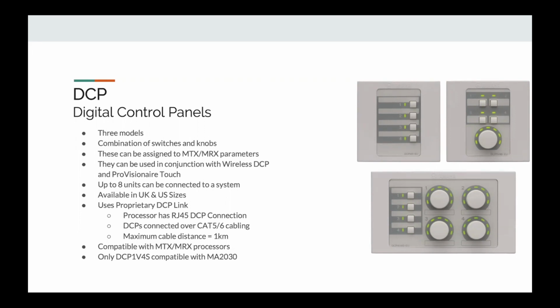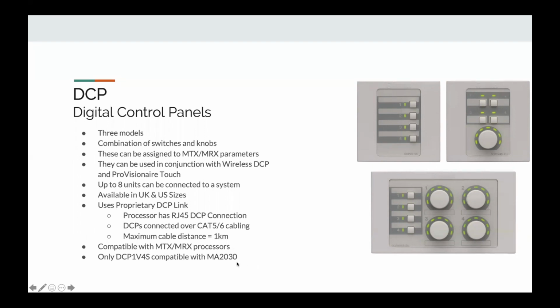And then finally, we have the DCP4V4S, which is where you have 4 switches. These don't have to select inputs on the MTX3, 5 and 7. They can do other things. They can recall presets, for example. And then you have 4 volume encoders where, again, you don't have to adjust volume. You can adjust input. You can adjust a certain area, etc., etc. You can really configure this to do whatever it is you want.